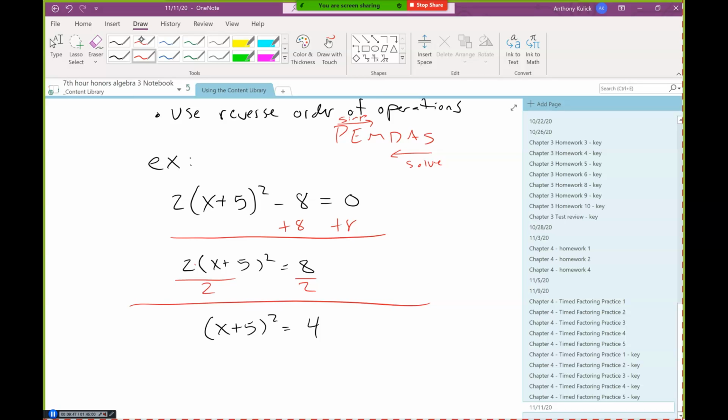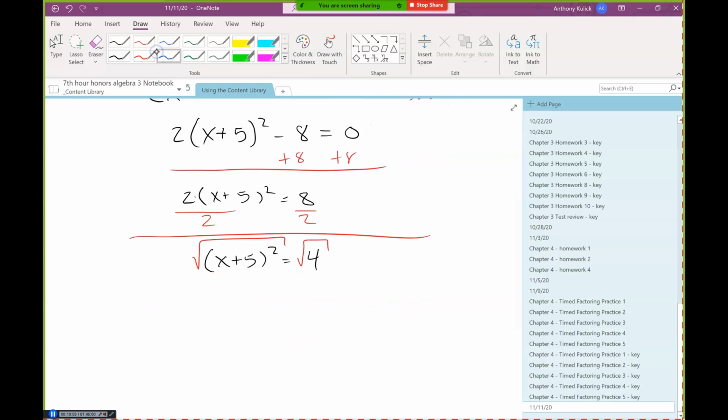Okay with that. The next thing we need to do is undo any exponents. So I have a squared there. I need to cancel that out. How do I cancel out a squared? A square root. So I'll do the square root of both sides.